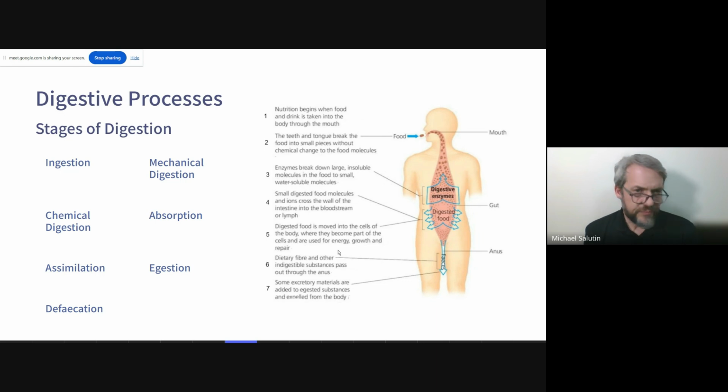Okay, so know all of these stages, what they are, which order they occur in, the difference between ingestion, you can remember that, obviously, because the food is going into your mouth, and egestion is food that is on the way out, but not at the final stage yet. Okay, so let's go on.